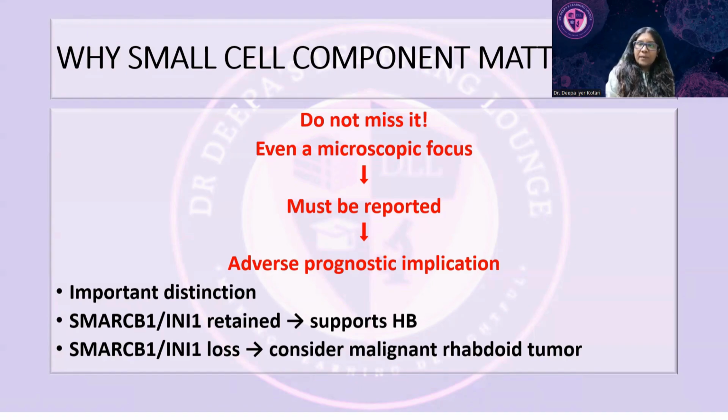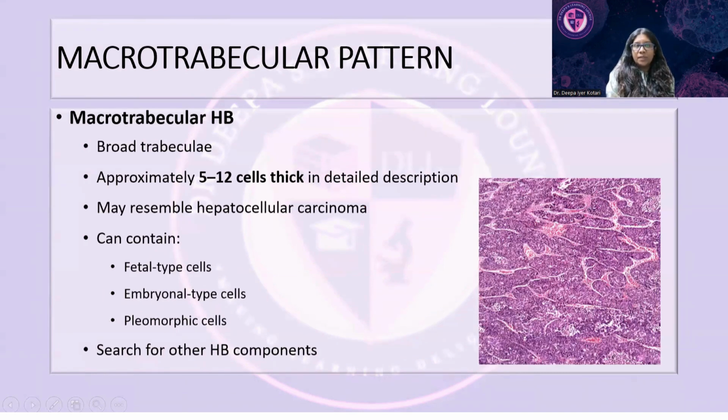The small cell undifferentiated hepatoblastoma generally retains SMARCB1, which is also called INI1 or BAF47. In contrast, the loss of SMARCB1 strongly raises the possibility of a malignant rhabdoid tumor. So the tumors with loss of SMARCB1 are now thought to be better classified as malignant rhabdoid tumor rather than small cell undifferentiated tumor. So the important message, don't forget: if SMARCB1 and INI1 are retained, it supports the hepatoblastoma diagnosis. But if with the same morphology there is a loss, then consider a differential of malignant rhabdoid tumor.